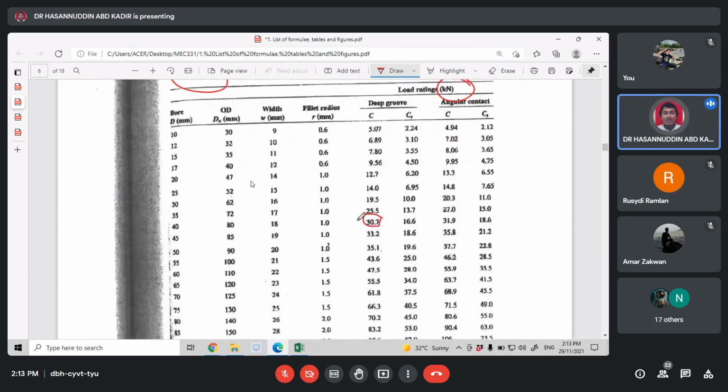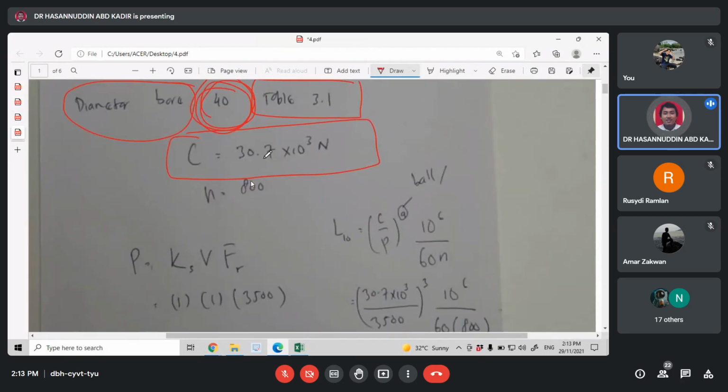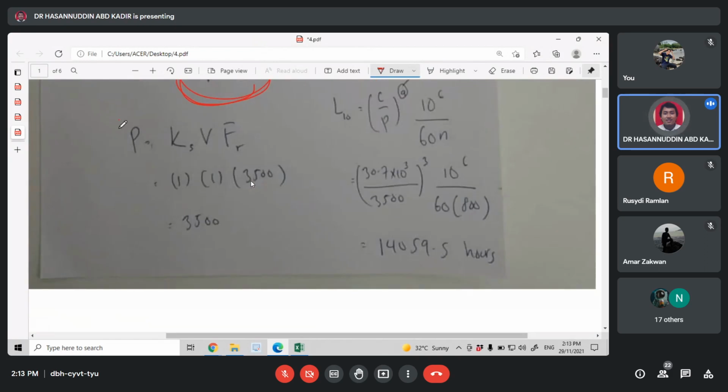Why can we select 40 mm? Because they already mentioned in the question the diameter is 40 mm. So we just select based on the table. We go for the deep groove and also the ball bearing. So we get the value of C here from the table, and the value of RPM they already mentioned to you, N equal to 800. So we start to find the value of P first.